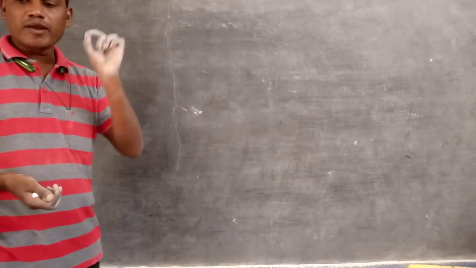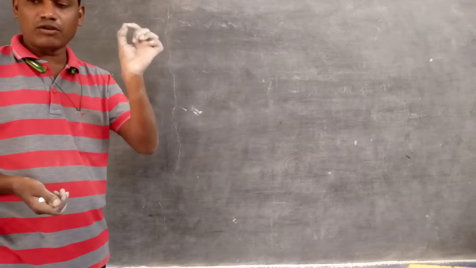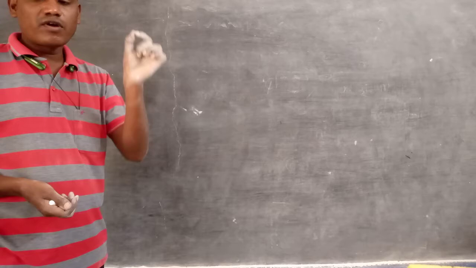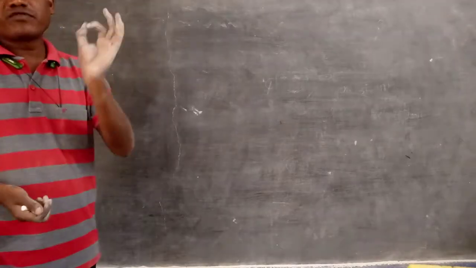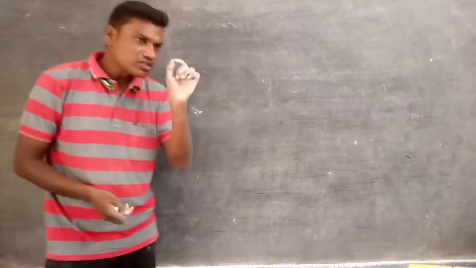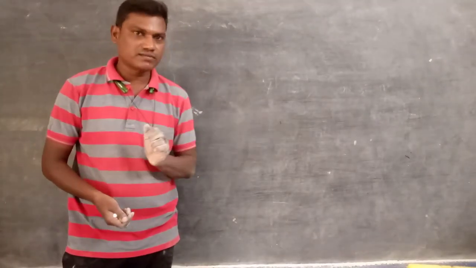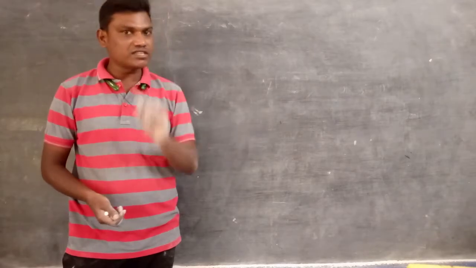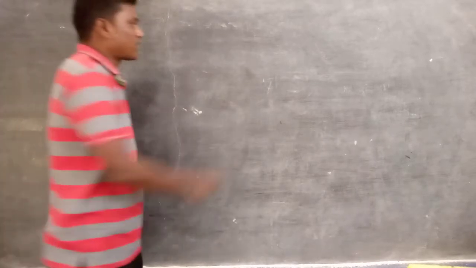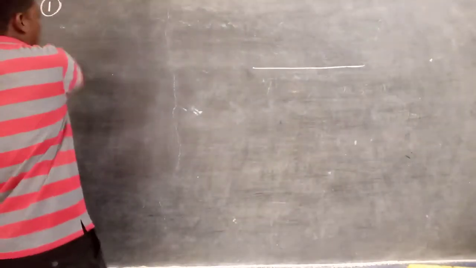Find the change in momentum of a body of mass 6 kilograms whose velocity changes from 5 meters per second to 15 meters per second. Listen very carefully. You have to find the change in momentum of a body of 6 kilogram mass. Its velocity changes from 5 meters per second to 15 meters per second. So according to the question, numerical 1.